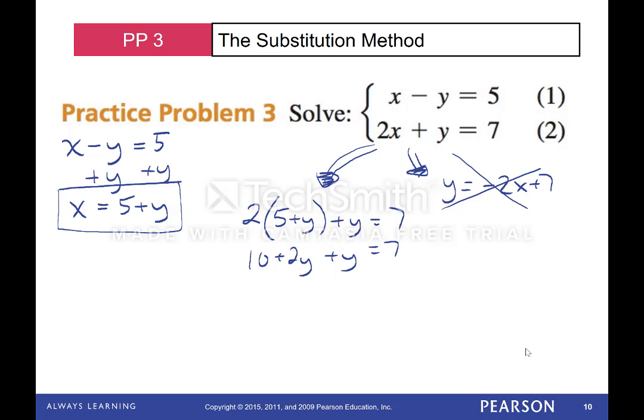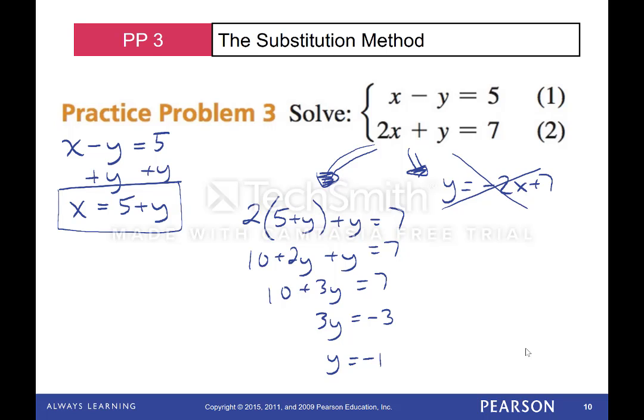Let's see, gather the y's together. So I have 2y plus another y makes 3y. So 3y is equal to 7. Then at this point, how about subtract 10 from both sides? If you subtract 10 from both sides, 7 minus 10 is negative 3. Therefore, y has to be negative 1.